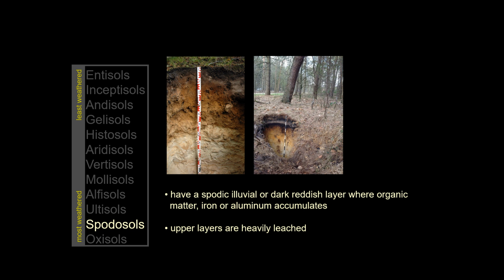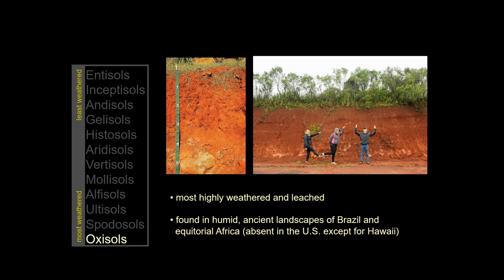Spodosols, they have an illuvial or dark reddish layer. That's a layer that's been left behind by that process of eluviation with an E, depositing those materials. So heavily leached soils. And then the very last soil is the most weathered of all, the oxisols. And again, you're going to find these soils in ancient equatorial regions of South America and Africa. These are not found really anywhere in the U.S. except for Hawaii. So the oxisol is very old soils.